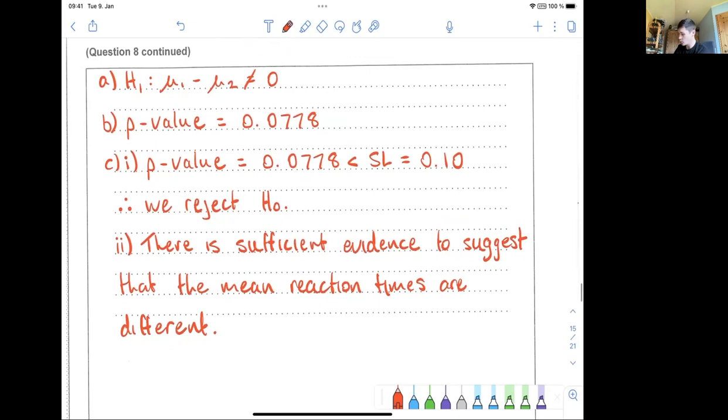I will stress, if you are unsure of how to do part B here, so calculate the p-value and use your calculator to do that, do just Google it, YouTube, or find out how to do that with your calculator. It'll be quite important for your exam. There'll definitely be a question along these lines. The good thing is your calculator does most of the heavy lifting, which is quite nice. Anyway, there we go. Quick answer to question 8.